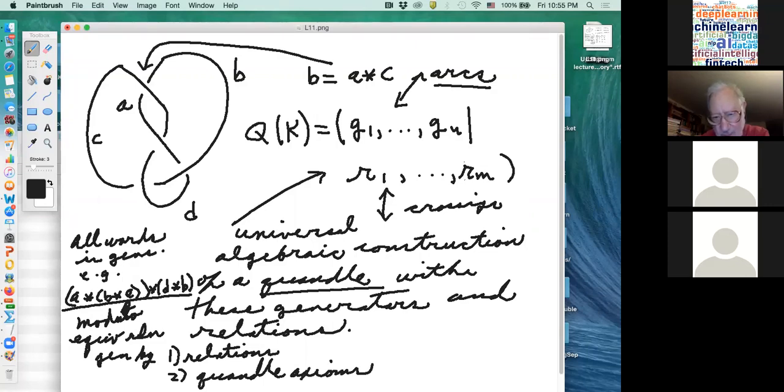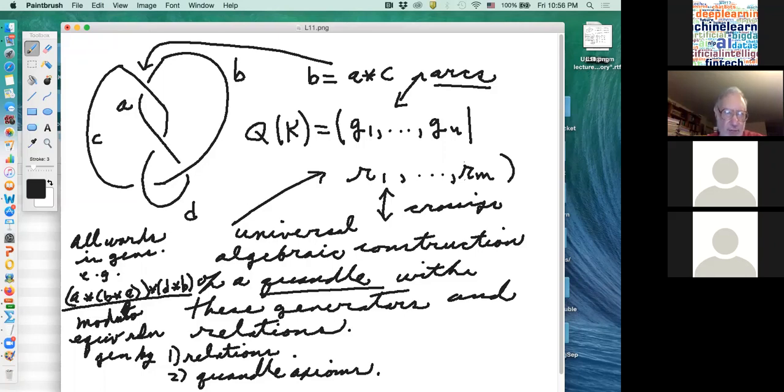So that simply means that if you had 2 words, and you could get from one word to the other by some combination of using the axioms or using the relations, then those 2 words would be considered equivalent. And then you take the equivalence relation on all words generated by that, and you get the universal algebraic construction of the quandle involved.